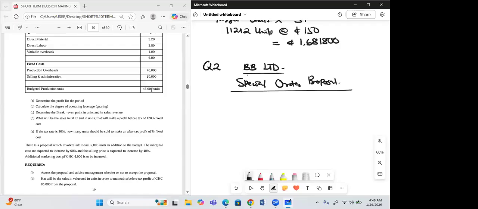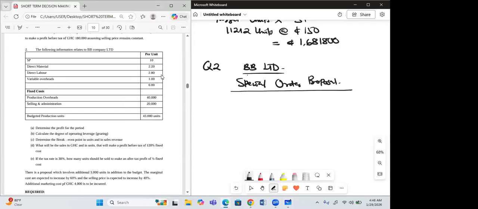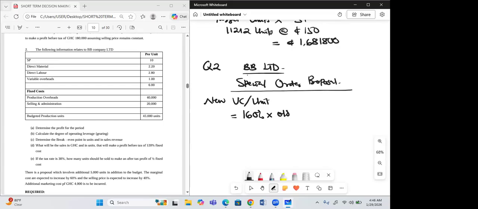If you look at the question here, the special order, they are saying that for the additional 5,000, the marginal cost is expected to increase by 60%. So the new variable cost per unit is going to be what? It says to increase by 60%, so it should be 160% of the old one. Are you following? Yes.